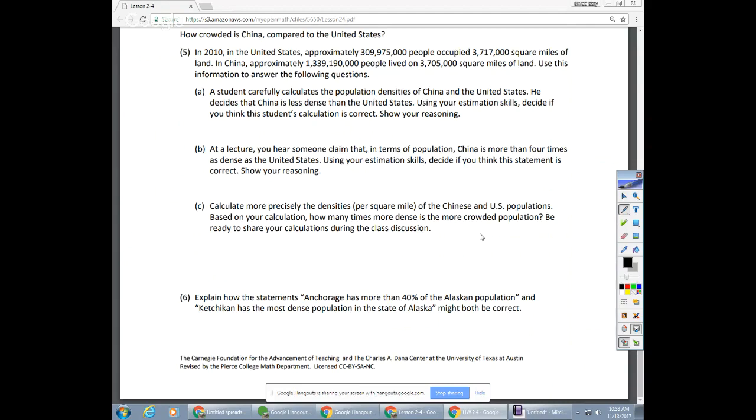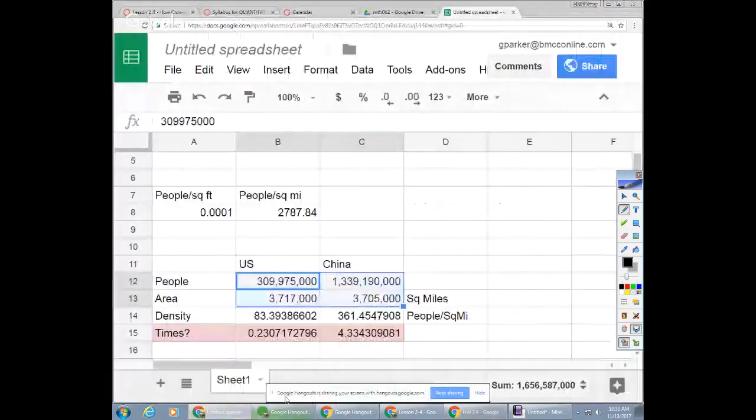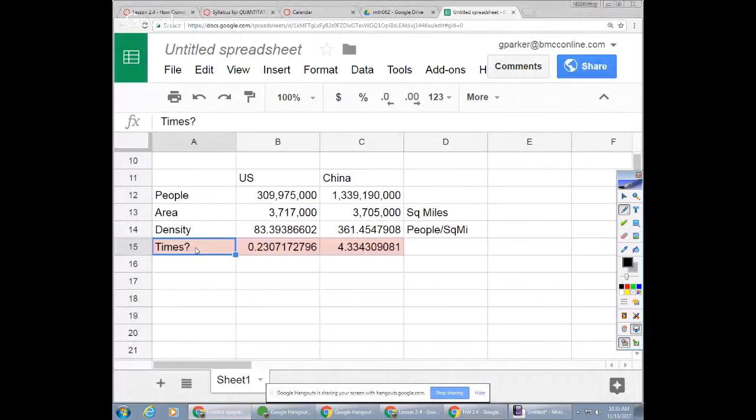So this is working us up to the next unit, which is, we're still playing around with population densities, but like we compare US to China, we're going to try and do more comparisons. So back to my spreadsheet for a second. I calculated some extra numbers at the bottom. Someone claimed that China was 4 times more dense. To calculate that, I divided China's population density by the US population density. So I wanted to see how many times 83 went into 360. And it goes in a little over 4 times, 4 1/3 times.